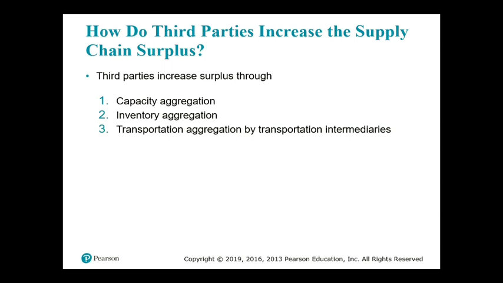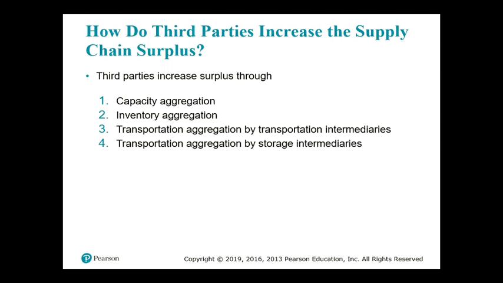One can also aggregate transportation. This is what's done by UPS and FedEx, right? The shipment quantities to each individual customer are very small, and if they were to use their transportation by themselves, there's very little economy of scale. By aggregating transportation needs, UPS and FedEx are able to exploit some of that economy of scale, and so provide value in that way.